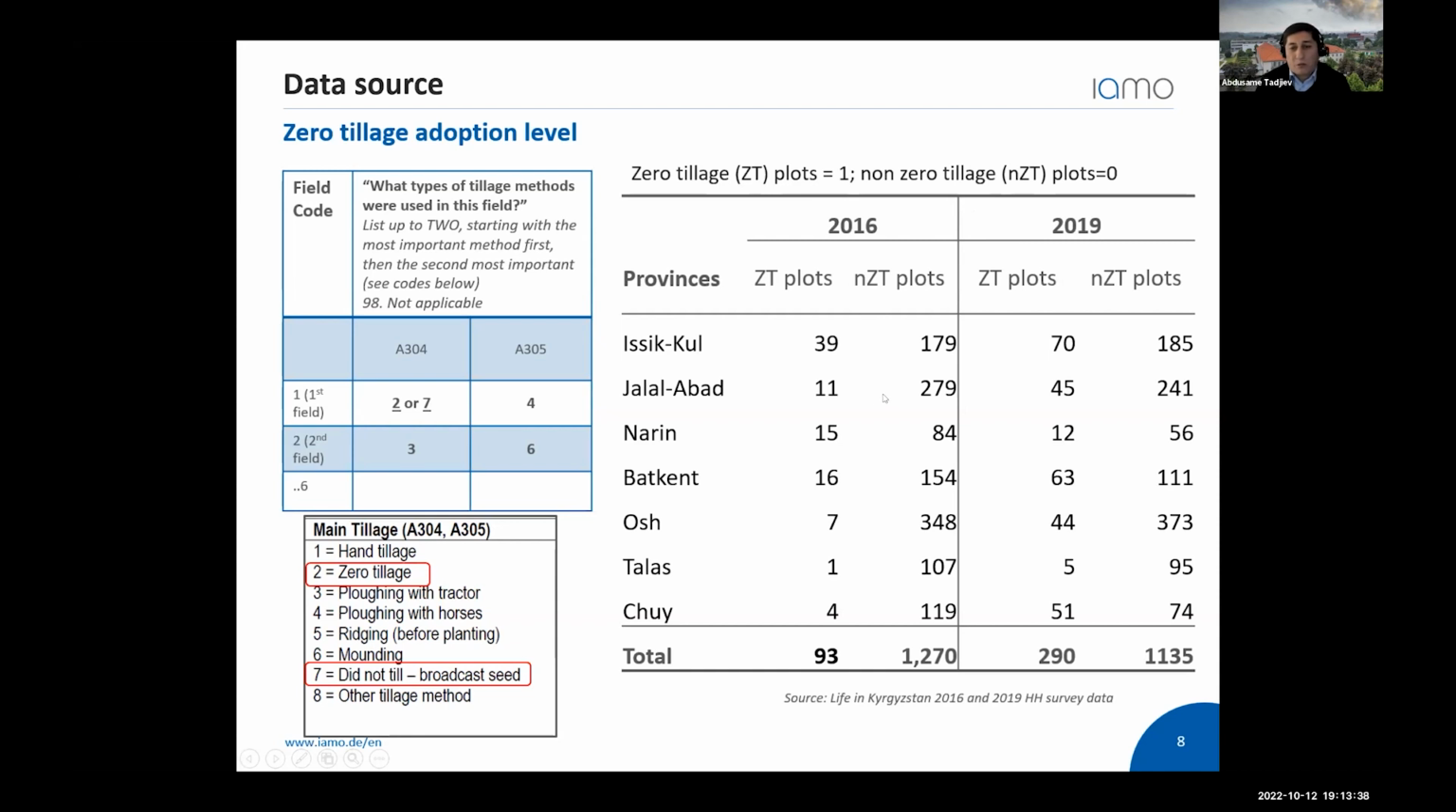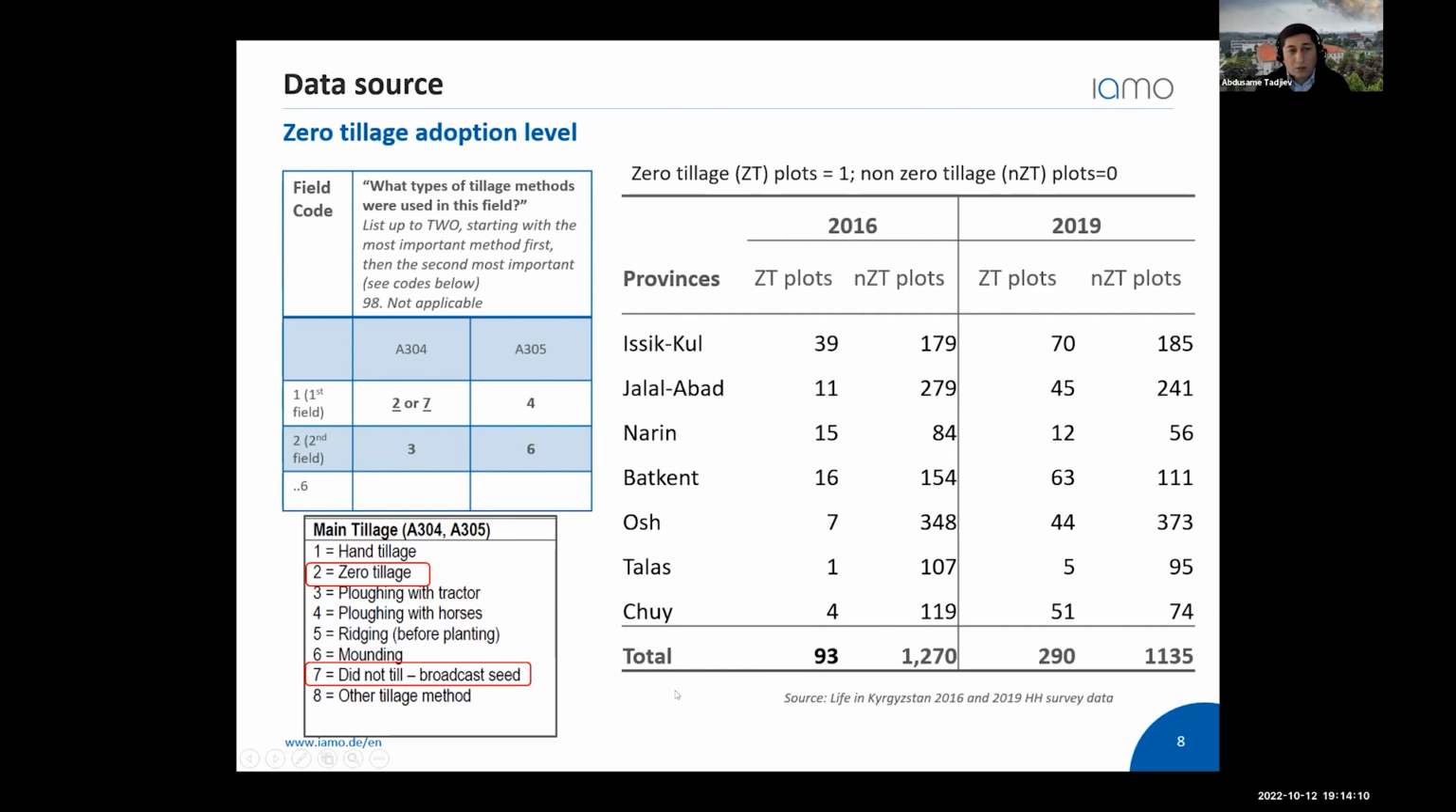This table gives the adoption level of zero tillage methods in 2016 and 2019 across provinces. In total, we see that in 2019, 3 times more plots adopt zero tillage methods compared to 2016.